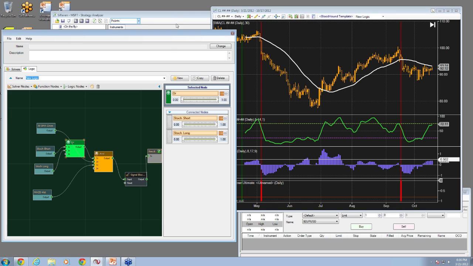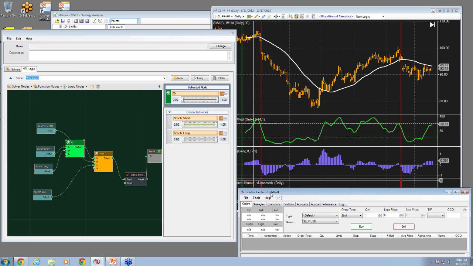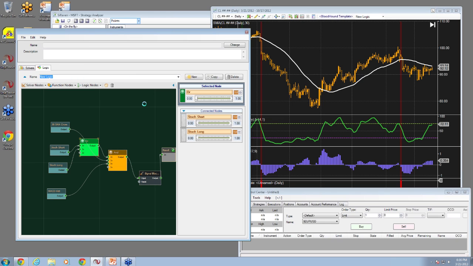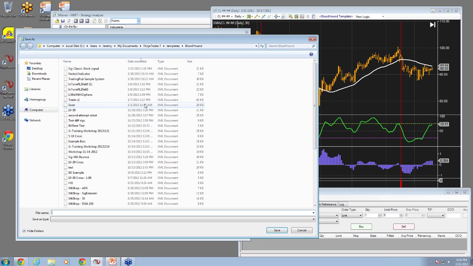So the next thing we can do is take this system that we just built here, and I'm going to save it. I've got a lot of stuff already saved on this one, but once you get professional with BloodHound, it's trivial to build these systems, and you can just start cranking them out like no tomorrow. But let's call this Thursday workshop classic stock signal.